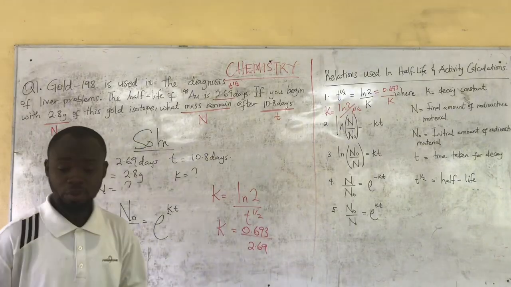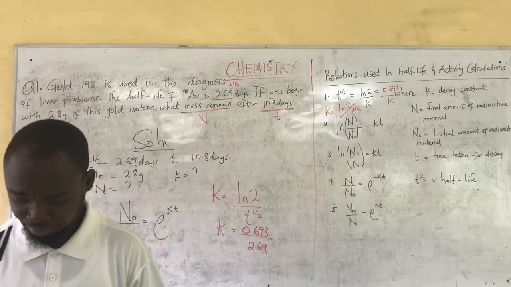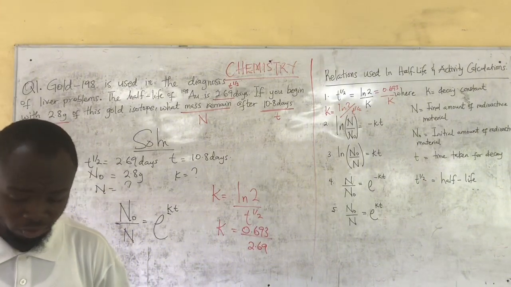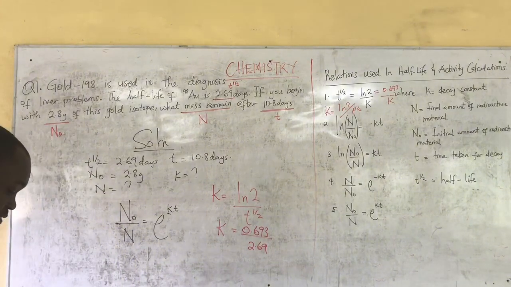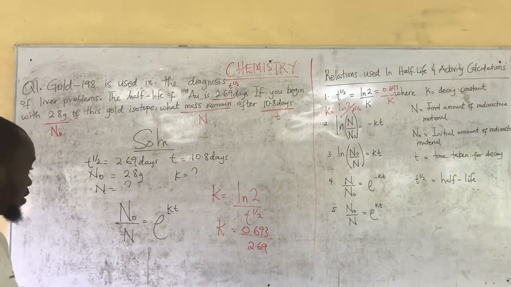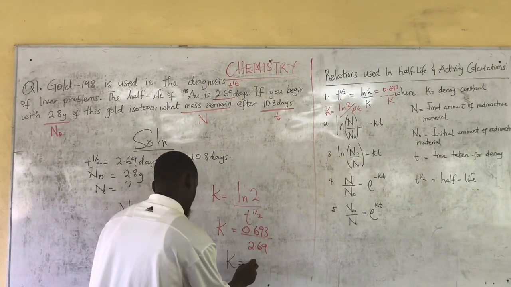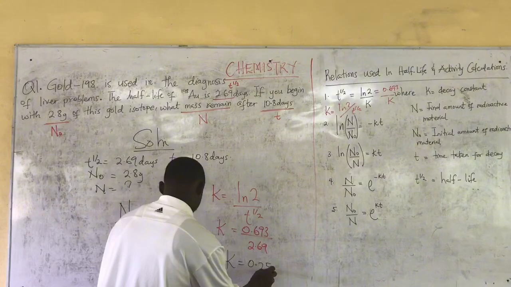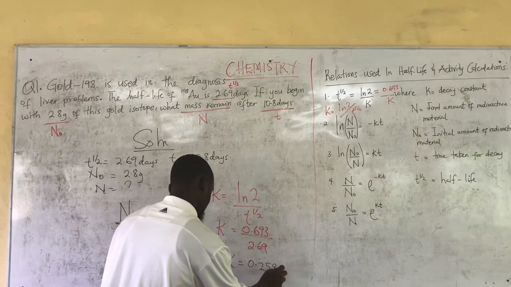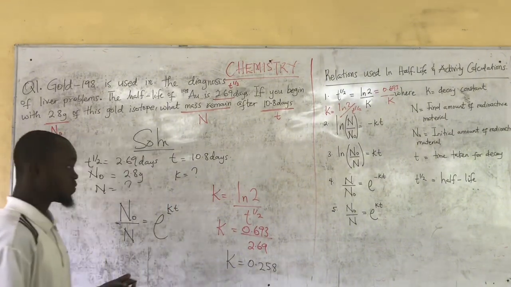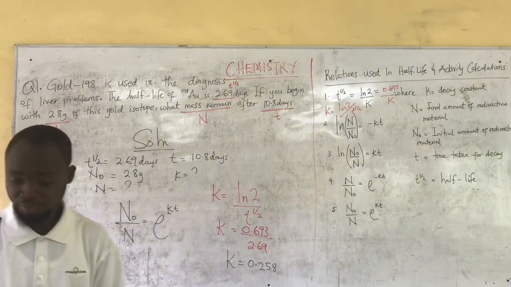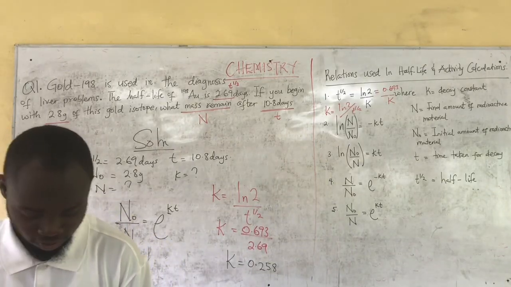2.69. So with the help of our calculator, we can punch 0.693 divided by 2.69, and that will give us our k to be equal to 0.258. 0.258 once you are considering 3 places of decimals.